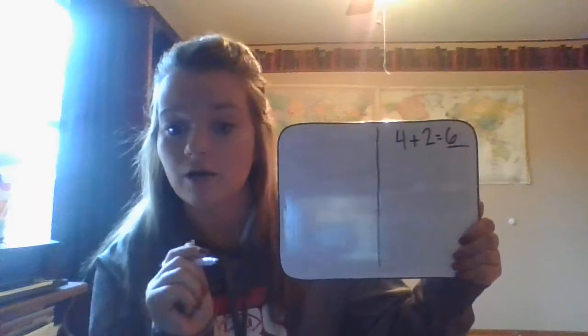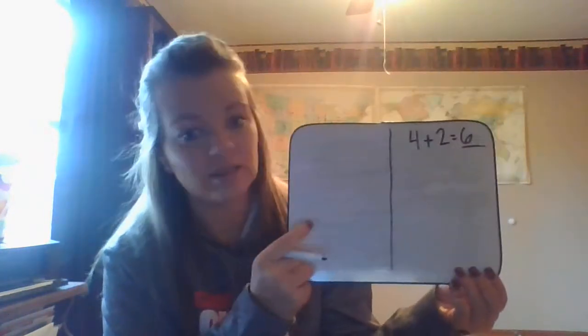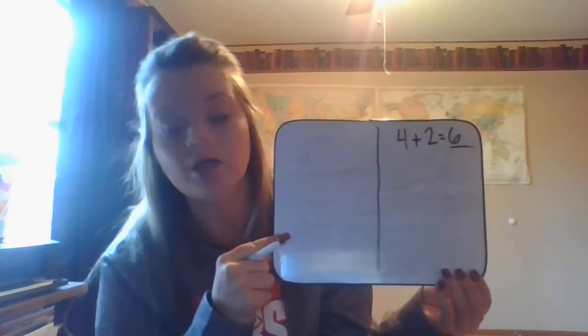So what you're going to do is grab one color marker. Mine are all going to be black. I want you to just draw 6 groups of 1. So go ahead and pause your video. Remember, you're going to draw it on this blank side. This is going to be for our equations, and this is for our drawing. So go ahead and pause the video and just draw 6 ones.